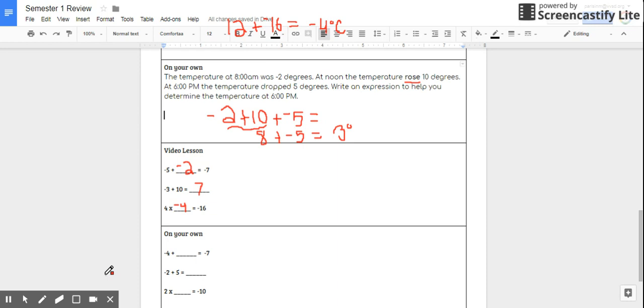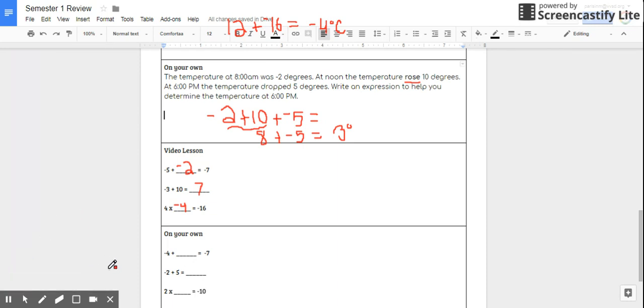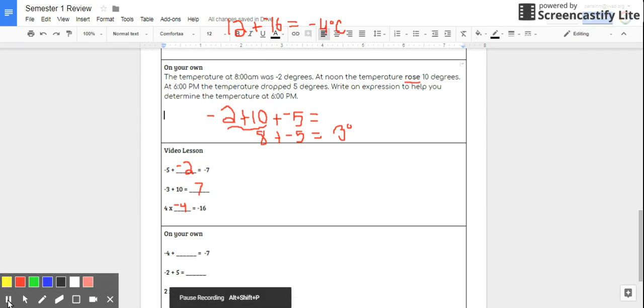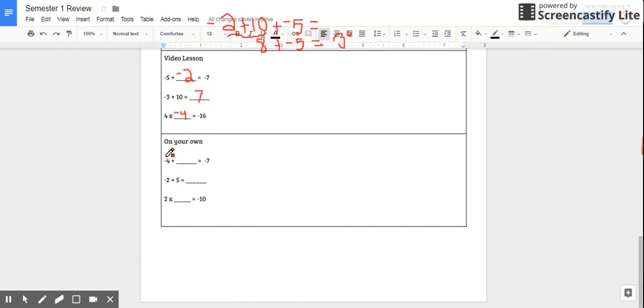Okay, now that you solved these two answers, we have negative 4 plus what would give us negative 7. Well, we want to move left to get to negative 7, so I know I'm going to be adding a negative number. And then I'm going to be adding 3 because I want to move 3 spaces to the left. So negative 4 plus negative 3 is negative 7. Next one, you start at negative 2, go to the right 5, you will end up on positive 3. And then the last one, 2 times what is 10? Well, 2 times 5, but I want a negative 10, so I'm going to add a negative 5. Now that you're done, you are going to spend the rest of your time on Mathia X.